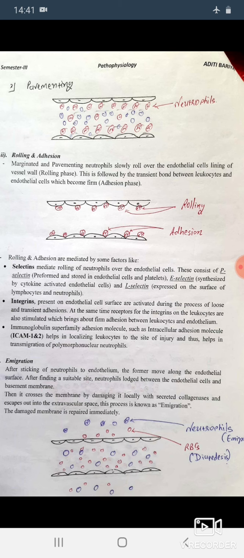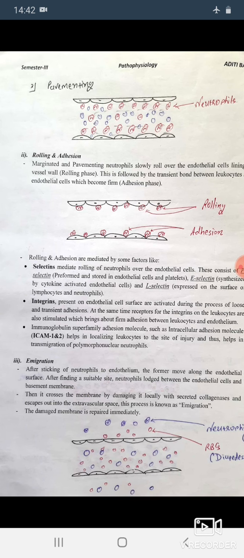Along with these substances, there is another substance known as the immunoglobulin superfamily adhesion molecule, such as ICAM1 and 2, which helps in localizing the leukocytes to the site of injury and thus helps in transmigration of these neutrophils. That means the leukocytes are particularly attracted towards the site of injury by these substances. So rolling and adhesion occur due to these substances.